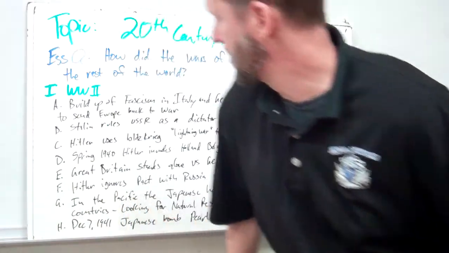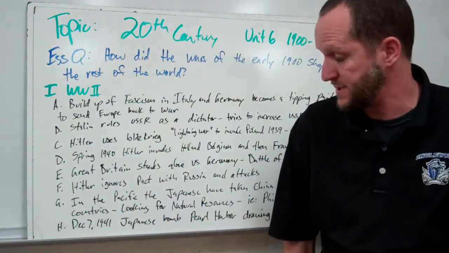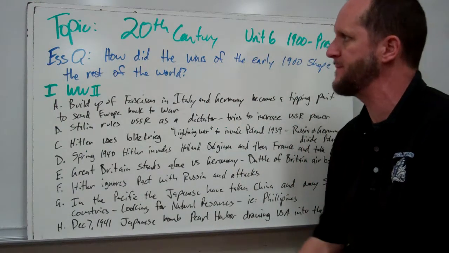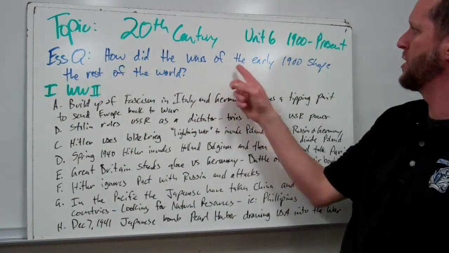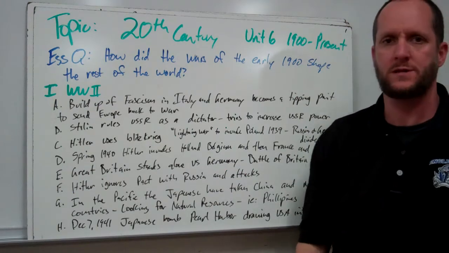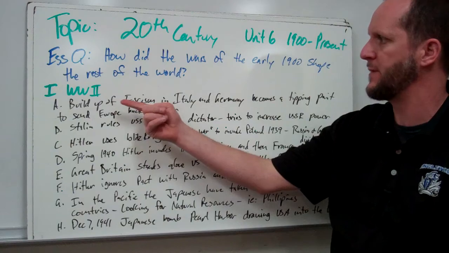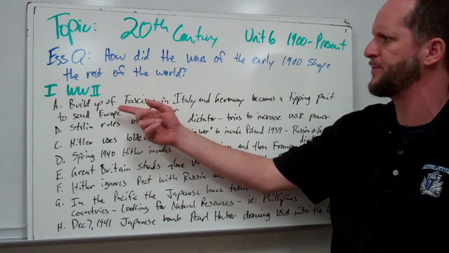All right, students, let's get going with our second set of boards here on the 20th century, Unit 6, 1900 to present time. Our essential question: how did the wars of the early 1900s shape the rest of the world? So we talked about World War I. Now we're talking about World War II.